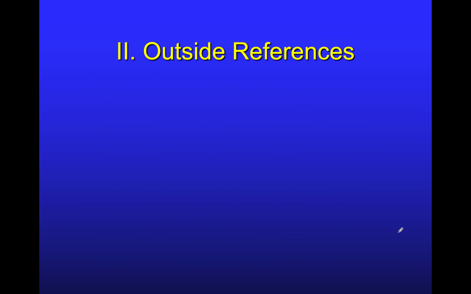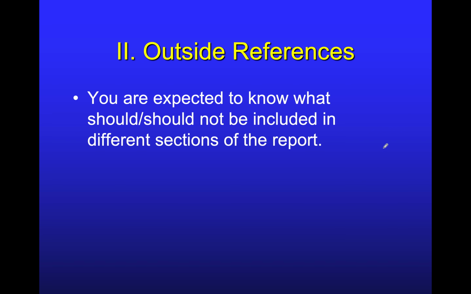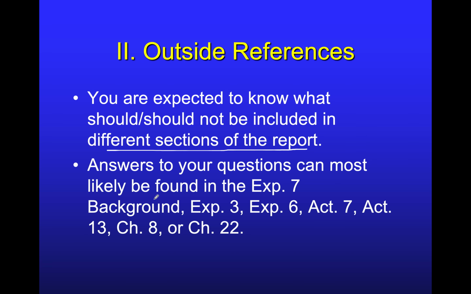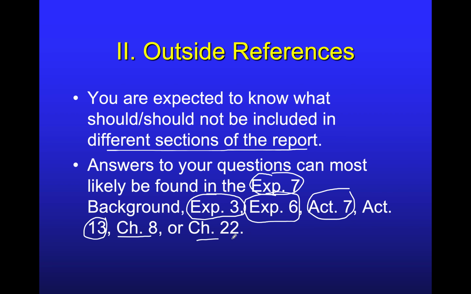All right, so where are those references? The references are things that you're going to come up with, that you access and you answer the questions. Where can you go? Well, experiment 7 background has a lot of the information. Experiment 3, that was the nanoparticles, the first time you saw the SpectraVis. Experiment 6, the titrations. Activity 7, making solutions. Activity 13, spectrophotometry. And then your textbook also, chapter 8, chapter 22. These are all places to go to work on the pre-lab, work on your calculations. All of this is helpful.